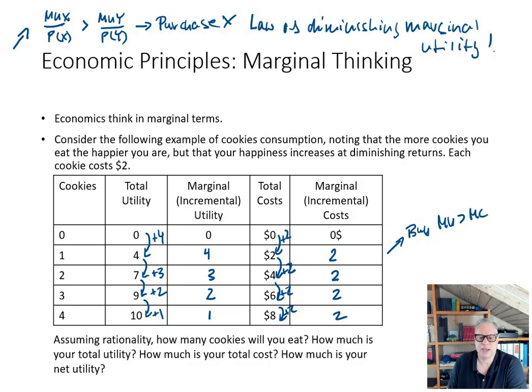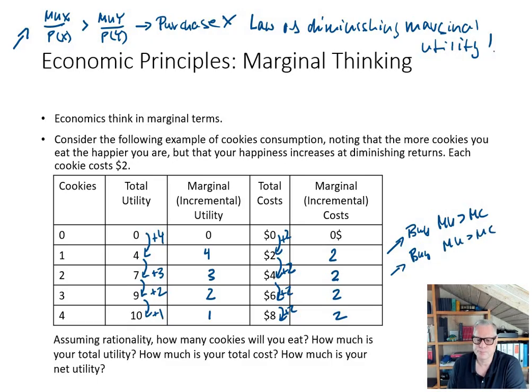Well, do you have the second cookie? Yes, you have the second cookie because the marginal utility of 3 is still greater than the marginal cost. So you buy the second, because again the marginal utility is greater than the marginal cost.